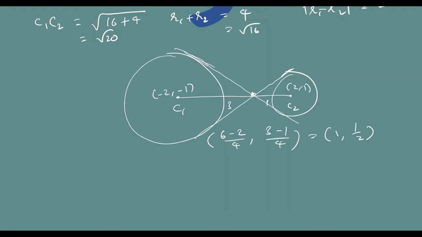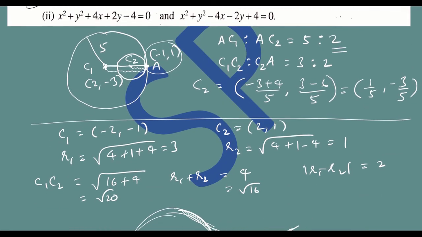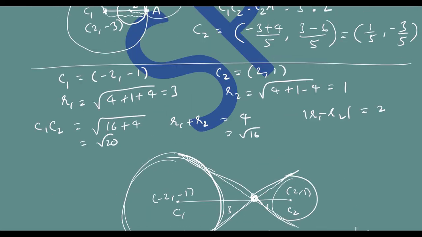Now we can take any one circle and this point, and then you can draw tangents to it. What I do is, for fun, I'll go for this circle. Anything you can go for. Okay, first circle equation I'll take. So what is the first circle equation? x square plus y square plus 4x plus 2y minus 4 equal to 0.